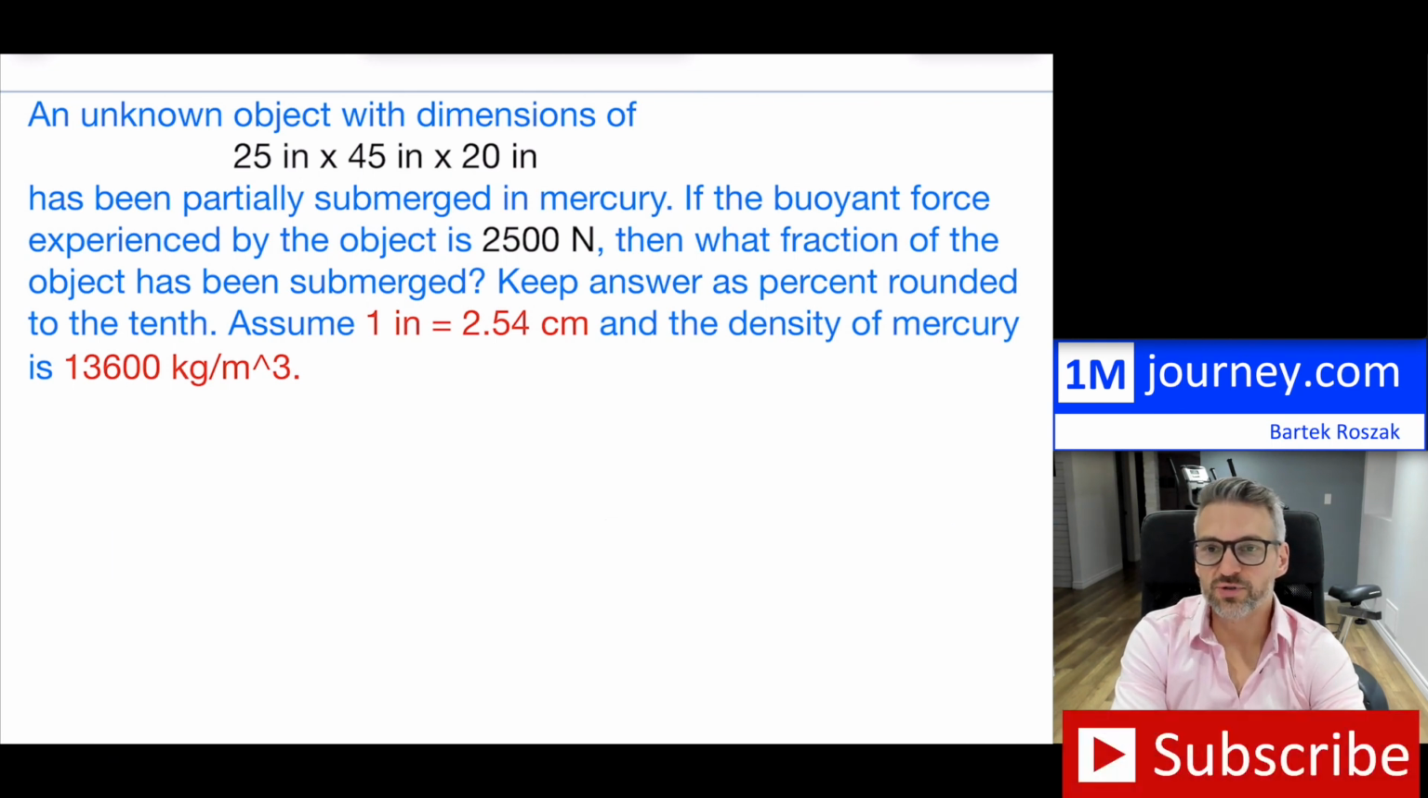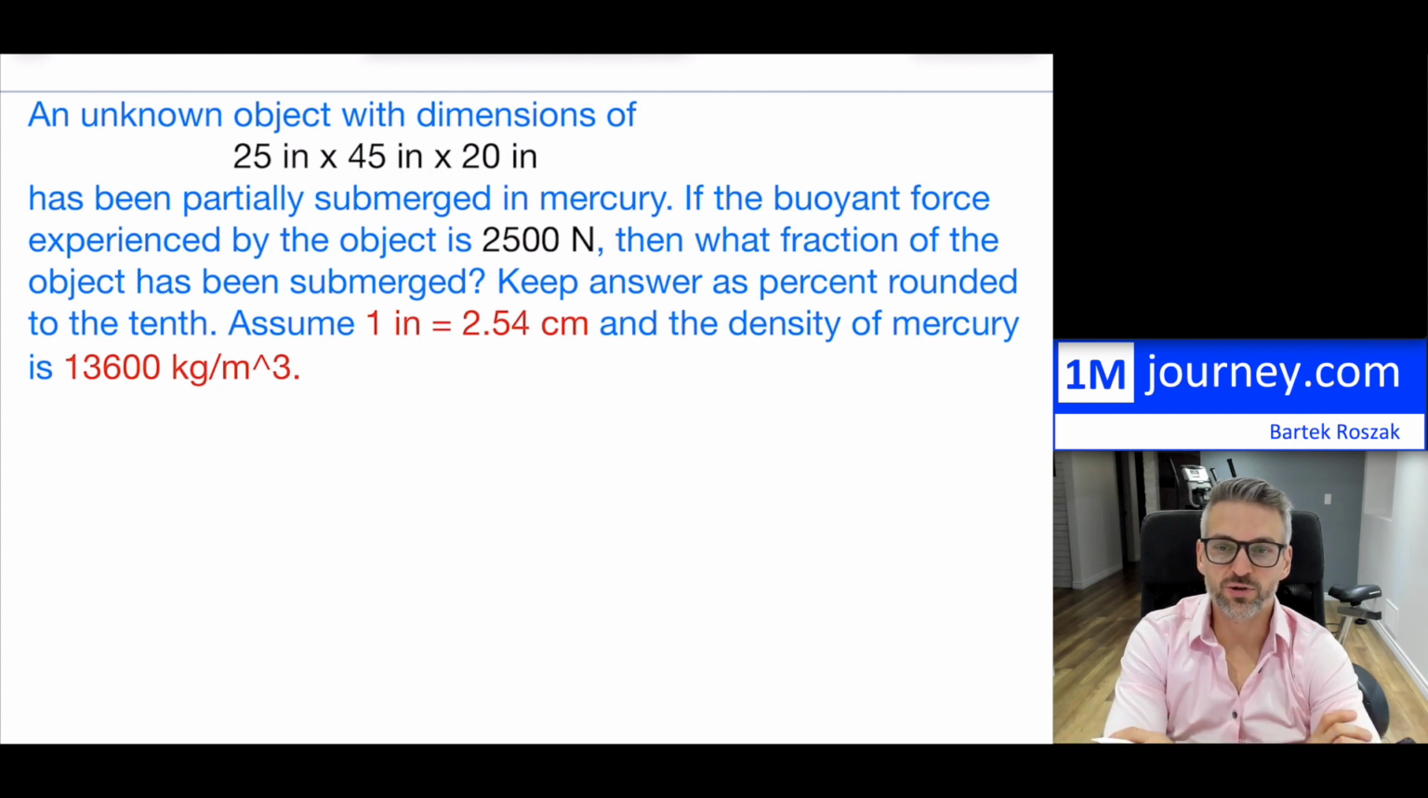An unknown object with dimensions of 25 inches by 45 inches by 20 inches, so it's a rectangular prism, has been partially submerged in mercury. Now, mercury is actually extremely dense. It's almost 14 times denser than water. So it's very difficult to try to submerge something in it. It's going to have quite a lot of buoyant force pushing it upwards.